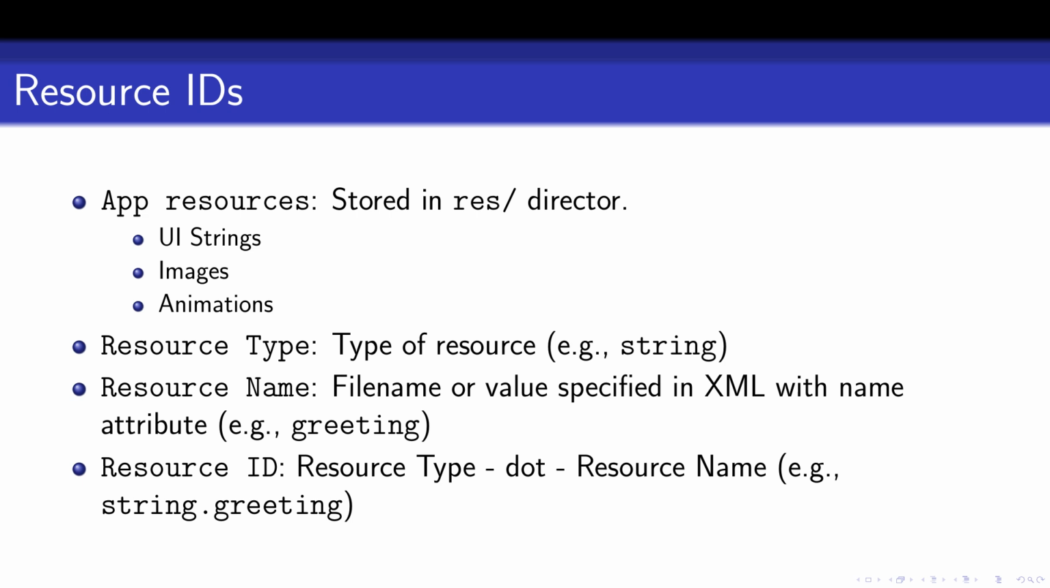Understanding Android's resource system is crucial for professional app development. App resources are stored in the res directory and include UI strings, images, and animations. Each resource has a specific structure: a resource type like string, a resource name that you define, and a resource ID that combines these with a dot notation. For example, a string resource named greeting would have the resource ID string.greeting.